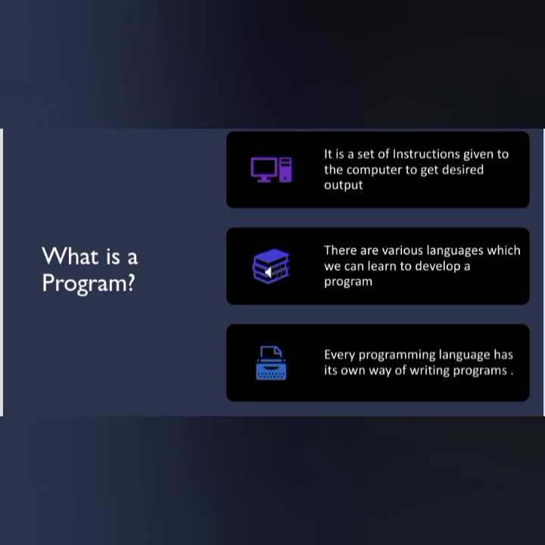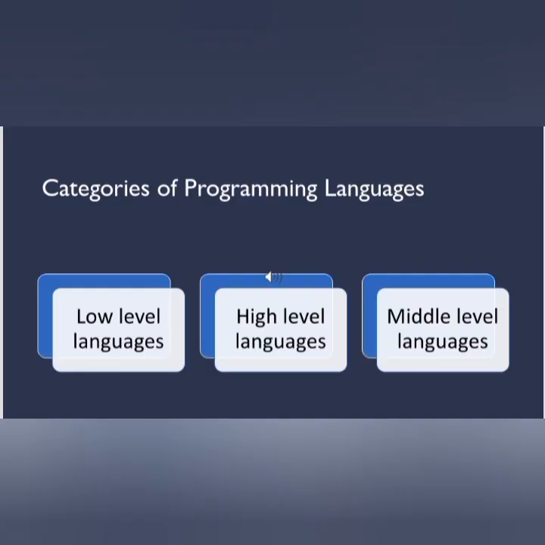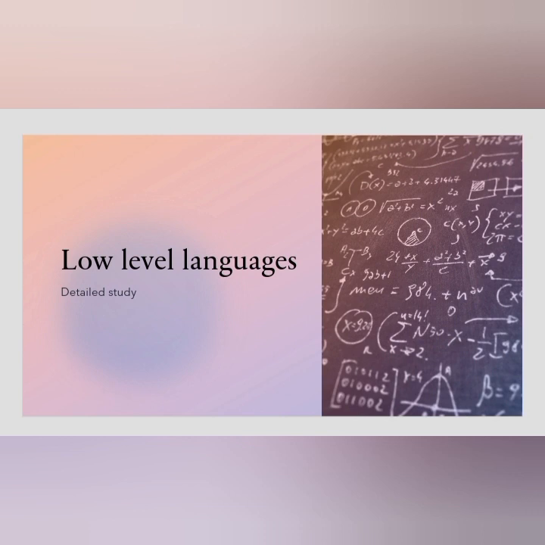So there are various programming languages, and each programming language has its own way of writing a particular program. So if you are learning any programming language, you need to understand the syntax of that language. Basically there are three categories of programming languages: low level language, middle level language, and high level language, which we are going to study further in our upcoming slides. Now comes the low level language category, which we are going to see in much detail.